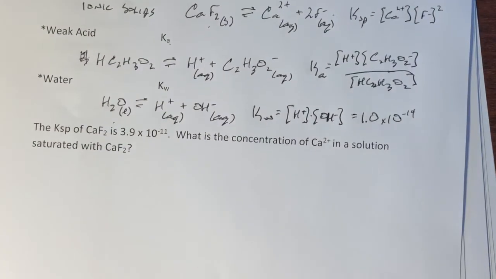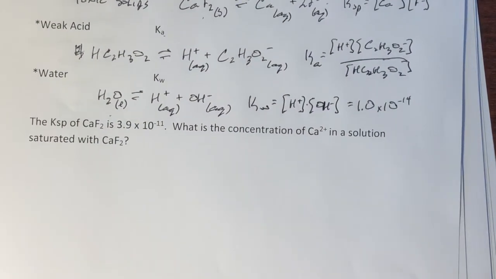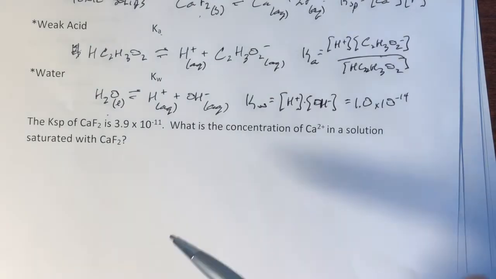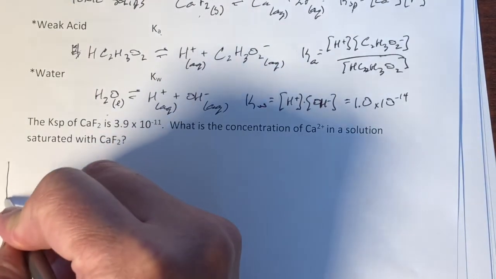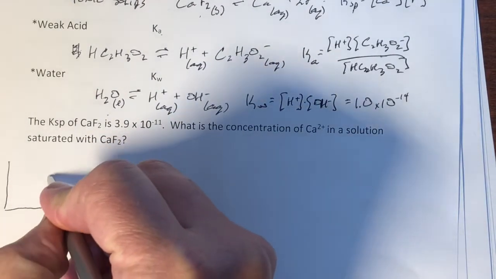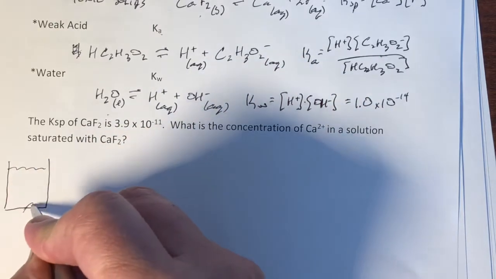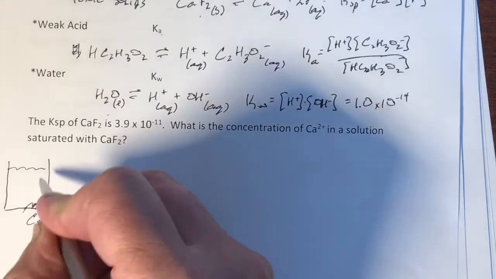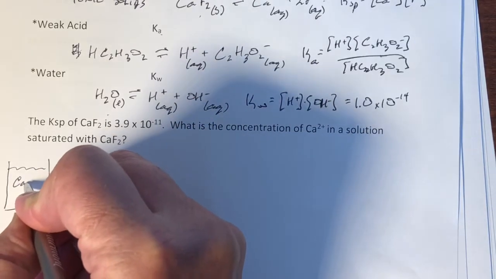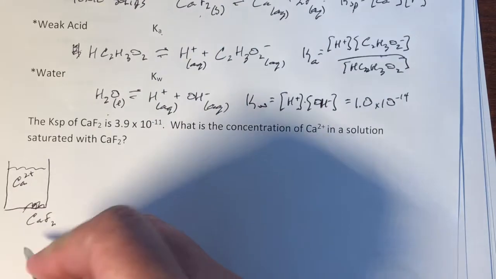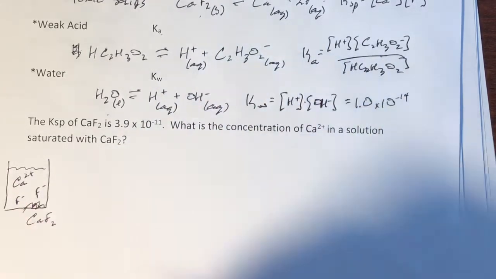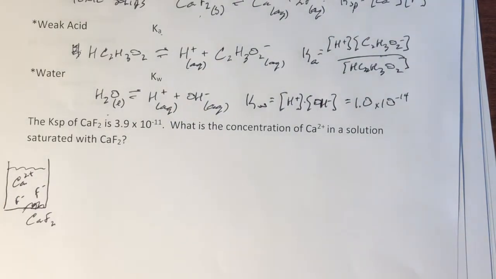If we have a solution that's saturated with calcium fluoride, and we need to find out what the concentration of calcium ion is in that solution, how do we do it? So what we want to do is make sure we're clear on what's going on. So I've got my solid calcium fluoride, and some of this dissolves. And so I get some number of calcium ions, and for electric neutrality I have twice as many fluoride ions. But I don't know how many of either one I have.